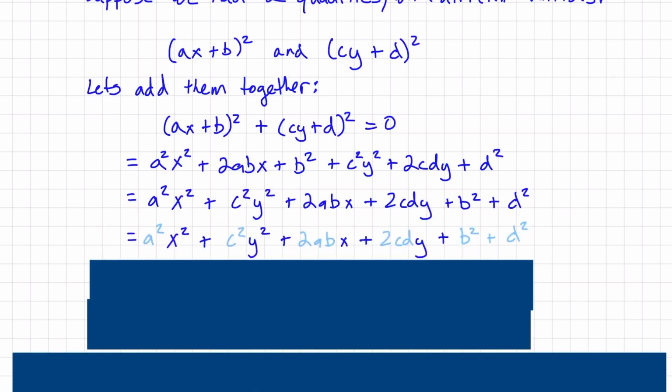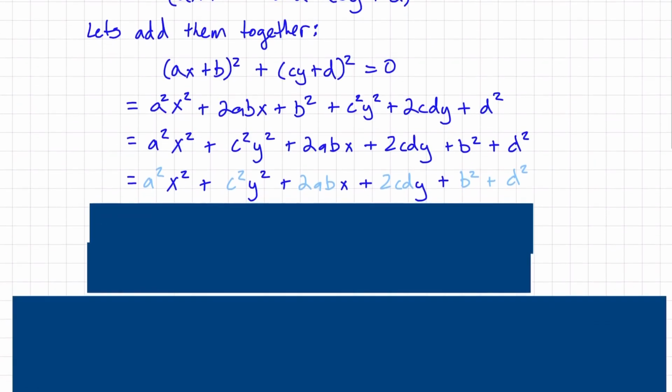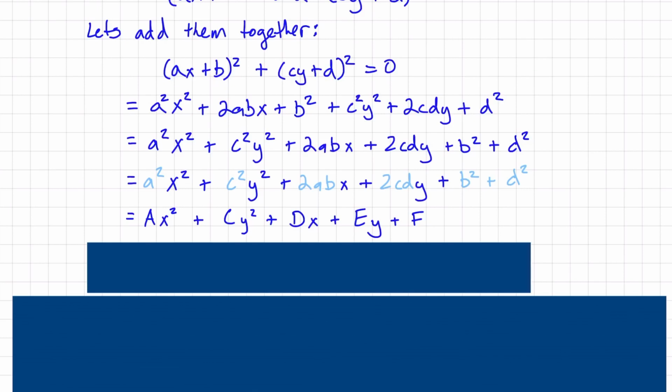All right, I've just lightened the coefficients here because I don't really care about these lowercase a, b, c's, and d's. It's just the fact that there are coefficients of some sort. Those numbers might be something, and then I'm just going to replace all those a, b, c's, and d's with capital A's, B's, C's, and D's. So we have a capital A x squared, and then a capital C times y squared, capital D x, capital E y, and then capital F. You might be asking yourself, what happened to B?